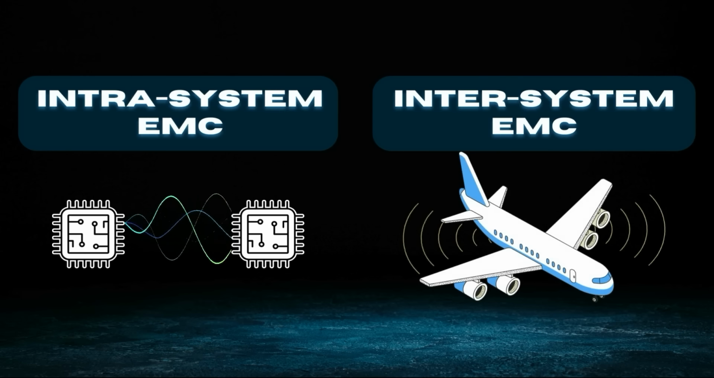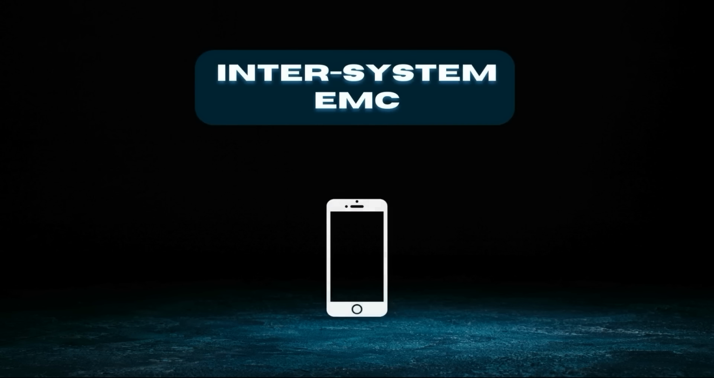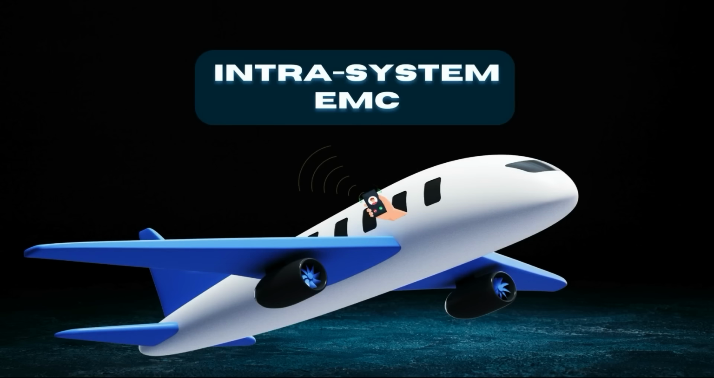We need to distinguish the two different approaches because we can have some issues if we don't do so. For example, a phone might meet intersystem EMC outside of an aircraft, but when used inside the plane during operation, it might not meet intrasystem EMC because this could cause problems with the aircraft systems. Now, of course, this will depend on the aircraft, but generally, this is why you are not allowed to use electronic devices when on board an aircraft.